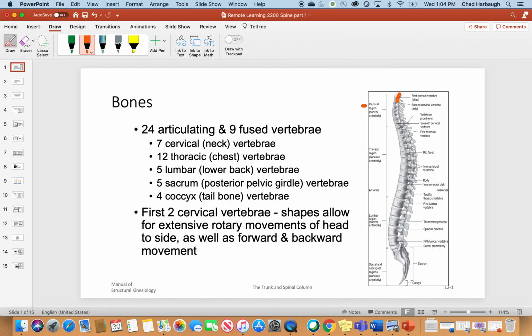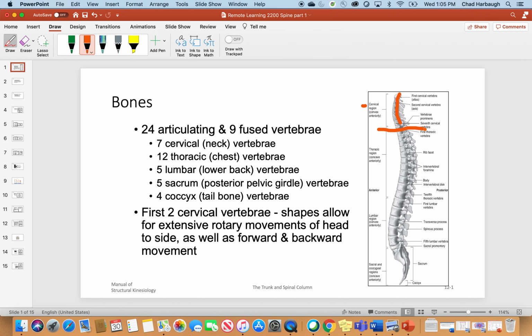When we look at the curve, there's two ways to explain this. We could say that in the anterior position, the curve is more convex, or we can say in the posterior position that the curve has more of a concave shape. So concave in the posterior department and convex in the anterior department.